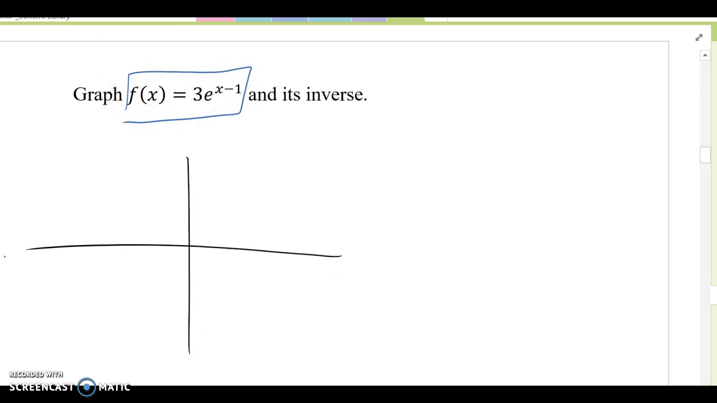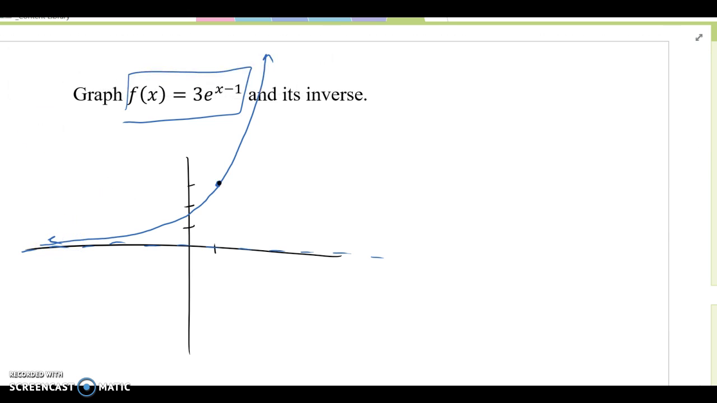This has two things going on. First of all, it is shifted one to the right. So instead of crossing at 0, 1, it's going to get shifted to the right and go to 1, 1. But wait a second, it's also a vertical stretch by 3. So we know that this point right here is going to be a point on our graph. If I let x equal 1, then y equals 3. So we didn't shift vertically, so we don't change our horizontal asymptote at y equals 0. It's going to look something like that.